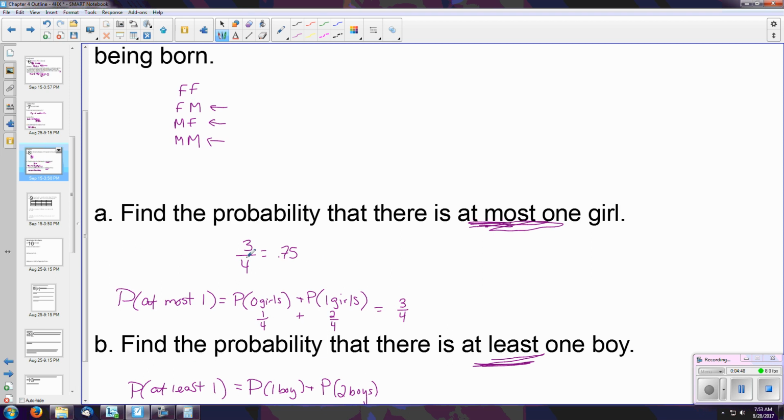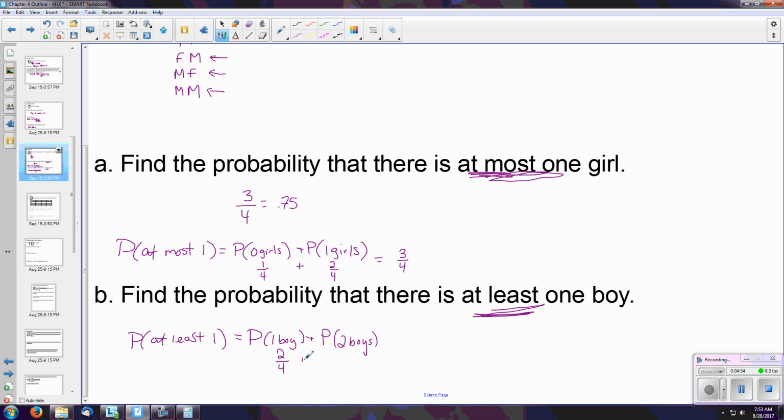How many times do we have exactly 1 boy? That would be 2 out of 4. And how many times do we have exactly 2 boys? That would be 1 out of 4.